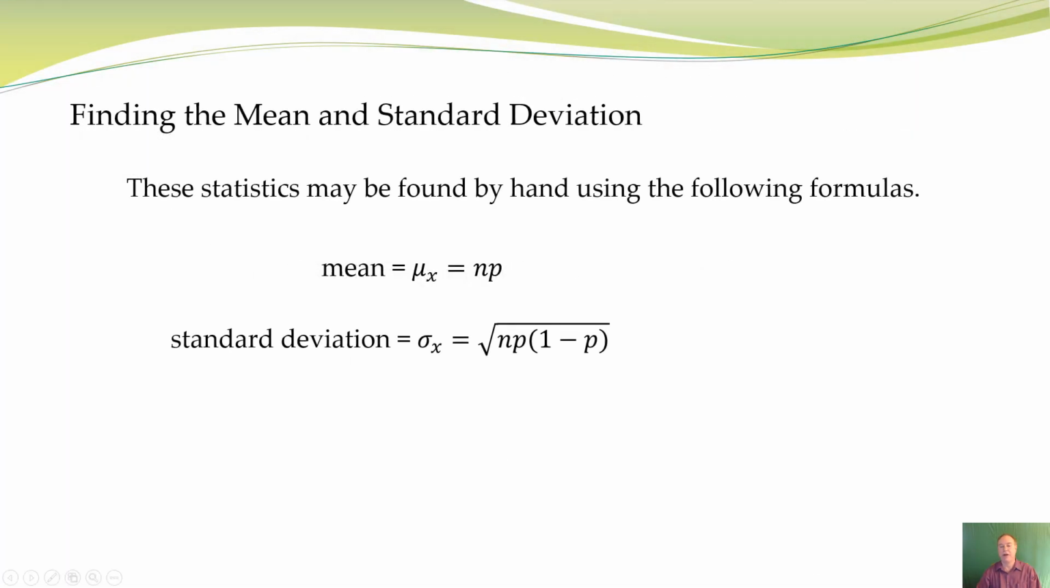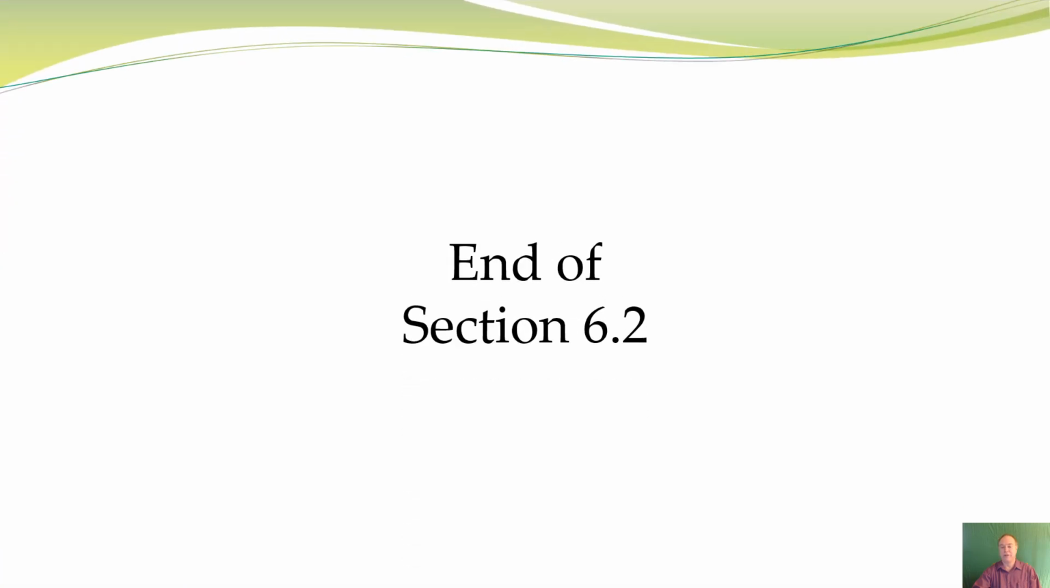Now, last we want to talk about finding the mean and standard deviation. If you're given a binomial distribution, you're usually given n and p. So calculating the mean and standard deviation using your calculator is the way we go. The mean, mu of x, is just equal to n times p. And the standard deviation of x, sigma of x, is equal to the square root of n times p times 1 minus p, or you could say it's the square root of n times p times q. All of that can be done by hand. This brings us to the end of section 6.2.